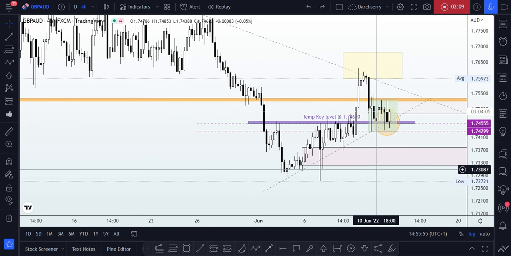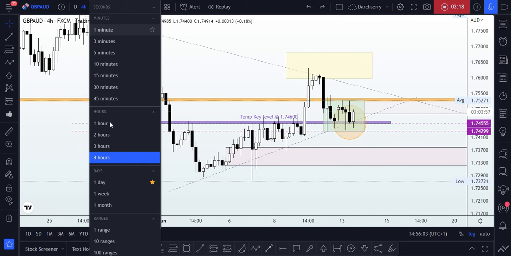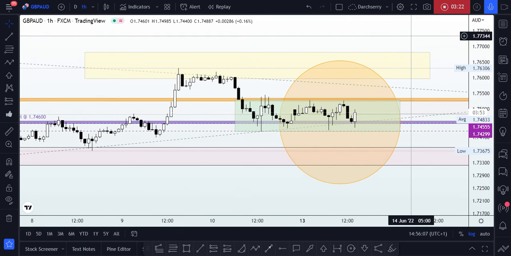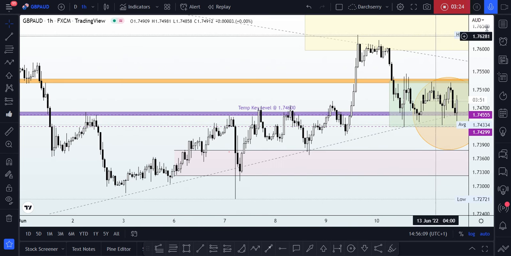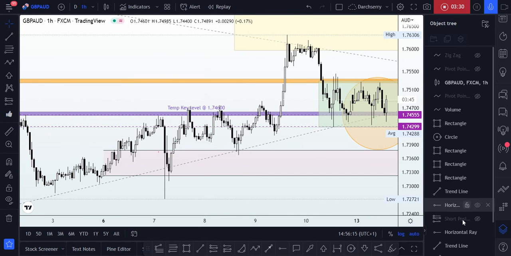So what I want to be looking out for going to the New York session is to take trades right below that temporary key level at 1.74600 area. So let us go down to the 1 hour time frame so I can show you what my expectations are and how I want my position to be when I'm selling this pair. So give me a moment, please.